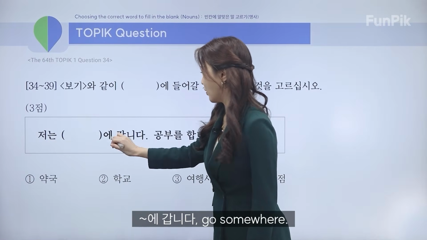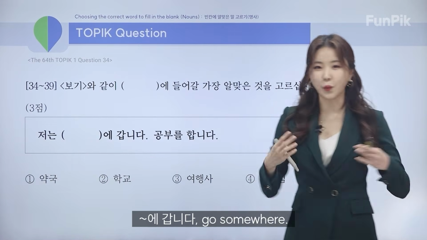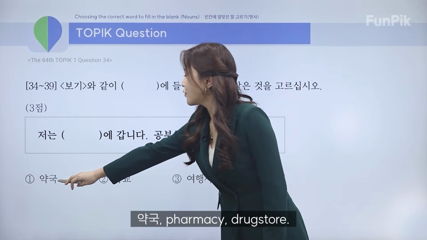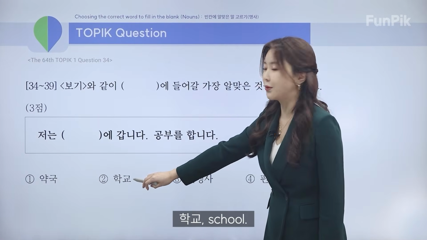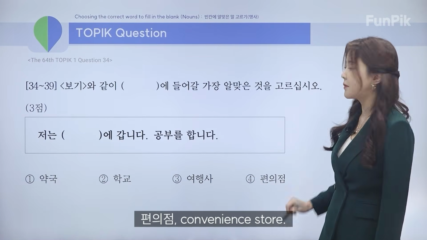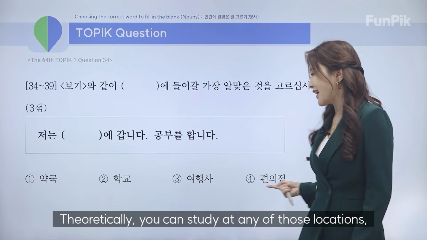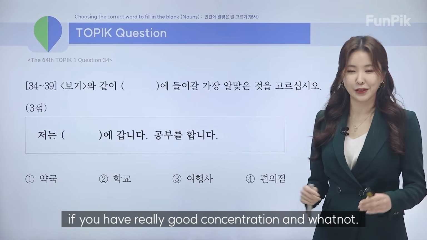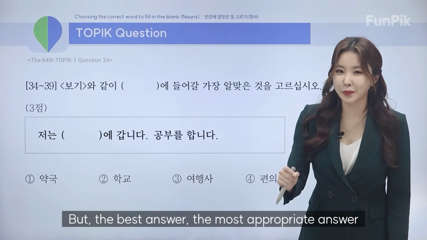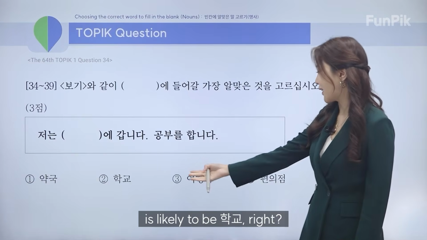And now the sentence with the blank. 저는 어디에 갑니다. Go somewhere. Where do you go to study? Let's find out. 약국, pharmacy, drugstore. 학교, school. 여행사, travel agency. 편의점, convenience store. Theoretically, yes, you can study at any of those locations if you have really good concentration and whatnot. But the most appropriate answer that fills in this blank is likely to be 학교, right?